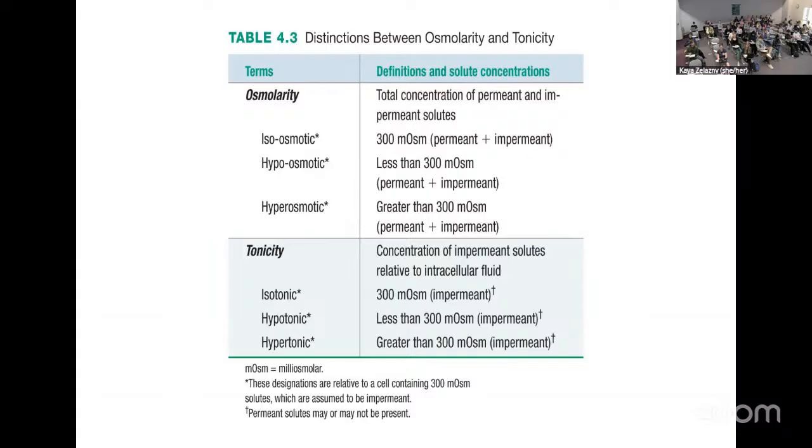The difference when we talk about tonicity, we're thinking about impermeant solutes specifically. So we change our terminology a little bit, keep the prefixes, the iso, hypo, and hyper, but now we're talking about tonicity, specifically things that aren't going to cross the membrane. And that's going to be ultimately the more important one when we think about movement of water. It's going to be the thing that gets us to this prediction fastest.